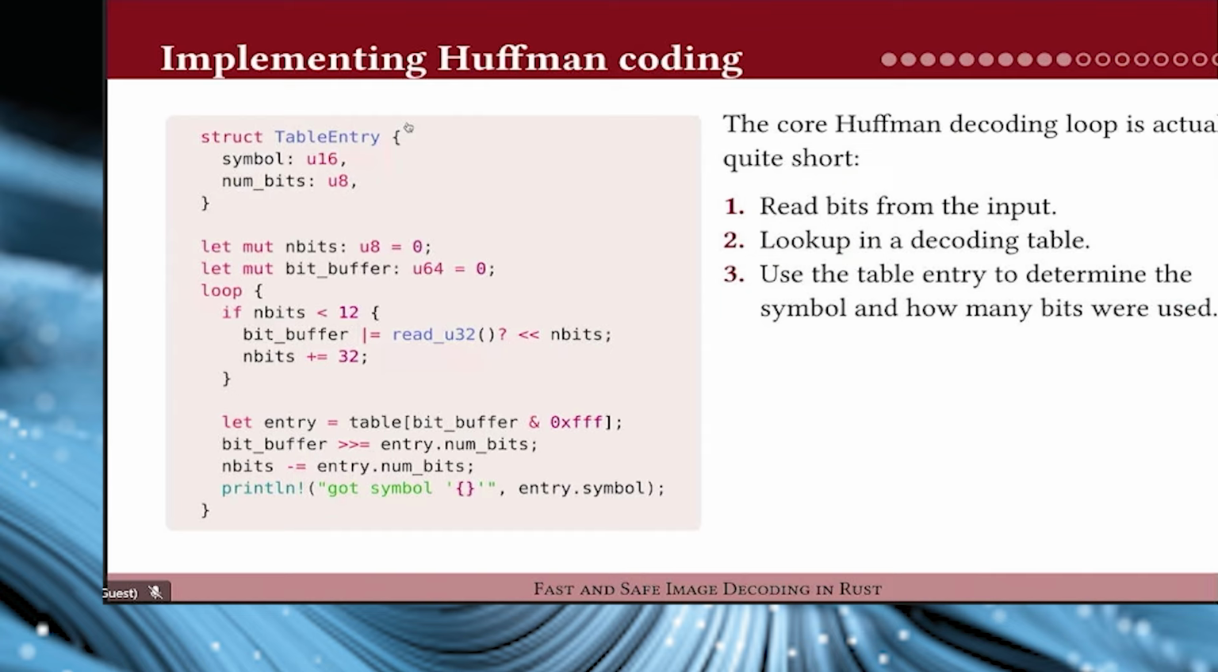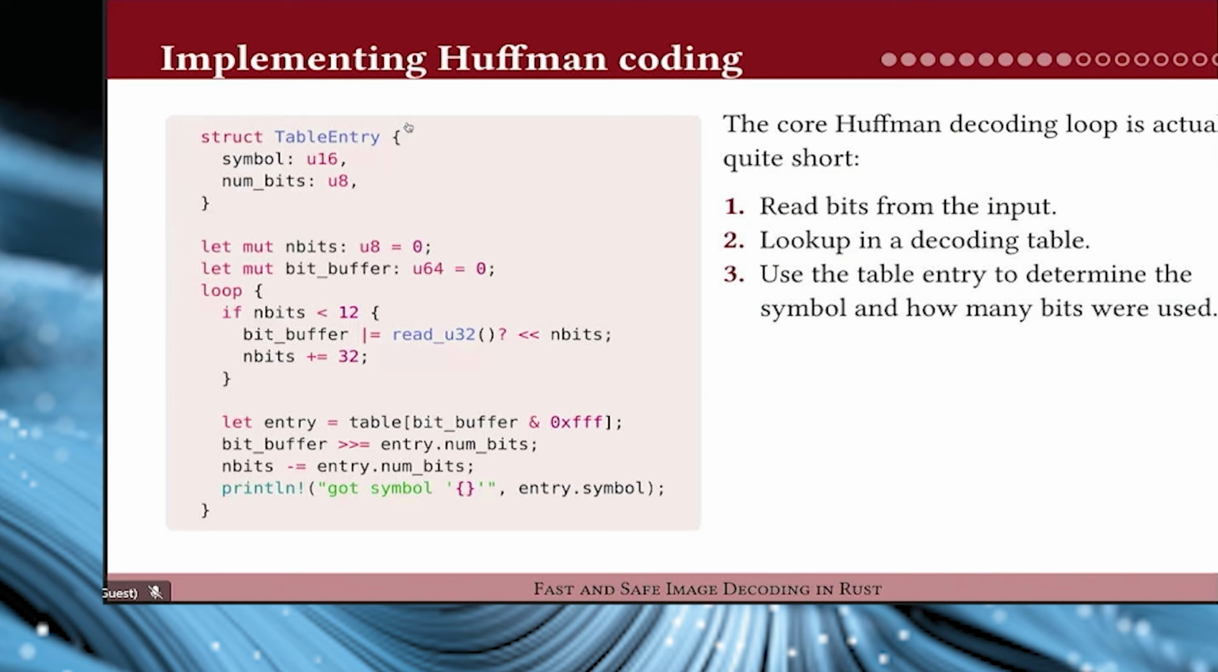So at the start, we have this structure called table entry. And the idea here is that it's going to tell us about an individual symbol. So it has what the symbol's value is, and it has how many bits that symbol is. So we're going to have a table of these that we'll look up into. And now we get to the decoding loop.